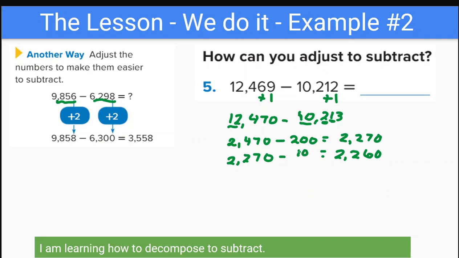All right, and then we need to take away 3. So we got 2,260. Take away this 3 right here. Okay, and that leaves us with 2,257. Okay, and so that's the difference right there. And this is a comma right there.